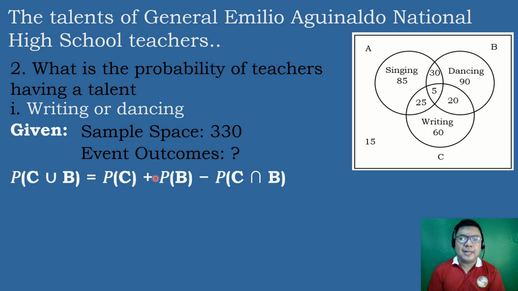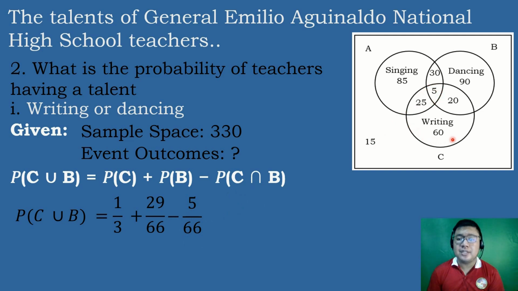Probability of C plus probability of B minus probability of C intersection B. We will be substituting the corresponding value. Probability of event C is equal to 1/3. We have 25 plus 5 plus 20 plus 60 over 330 and get the lowest term, which is 1/3. Plus probability of B is equal to 30 plus 5 plus 20 plus 90 all over 330, and you will get the lowest term, which is equal to 29 over 66, minus the probability of C intersection B.